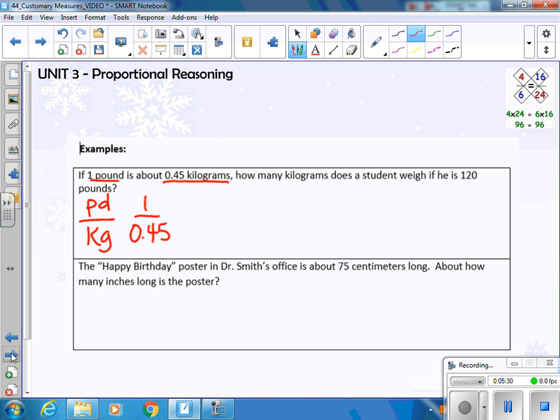So again, we lined up our units on the first ratio, and the second ratio they give us is 120 pounds. Pounds are on top, so we're going to put the 120 on top because that lines up with pounds, and we're trying to find kilograms. So again, we're going to cross multiply.